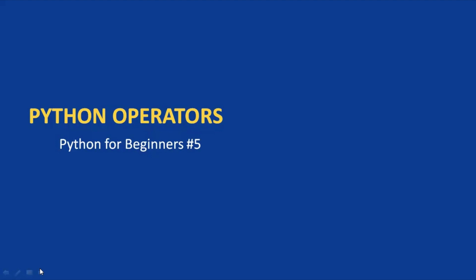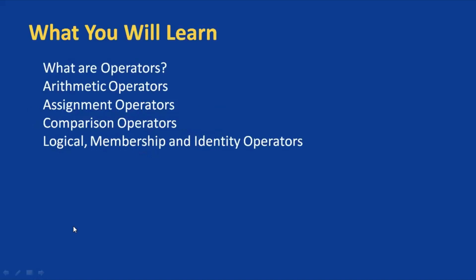In the last class, we completed the different data types used in Python. In this class, we are going to see the Python operators. Okay, let's move into the lesson. We will learn what operators are and their different types: arithmetic operators, assignment operators, comparison operators, logical, membership, and identity operators. These are the operators we are going to learn today.